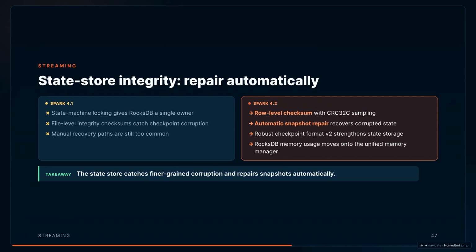And also for state store integrity, in 4.1, we added a state machine locking. So RocksDB has a single owner plus file-level integrity checksum, but the manual recovery paths are still too common and really costly. So in 4.2, we go fine-grained with a low-level checksum using CRC32 sampling. And we also have new features like automatic snapshot repair, robust checkpoint v2, and the RocksDB memory usage will be unified within the unified memory manager within Spark. So this helps to manage the RocksDB memory consumption as well.